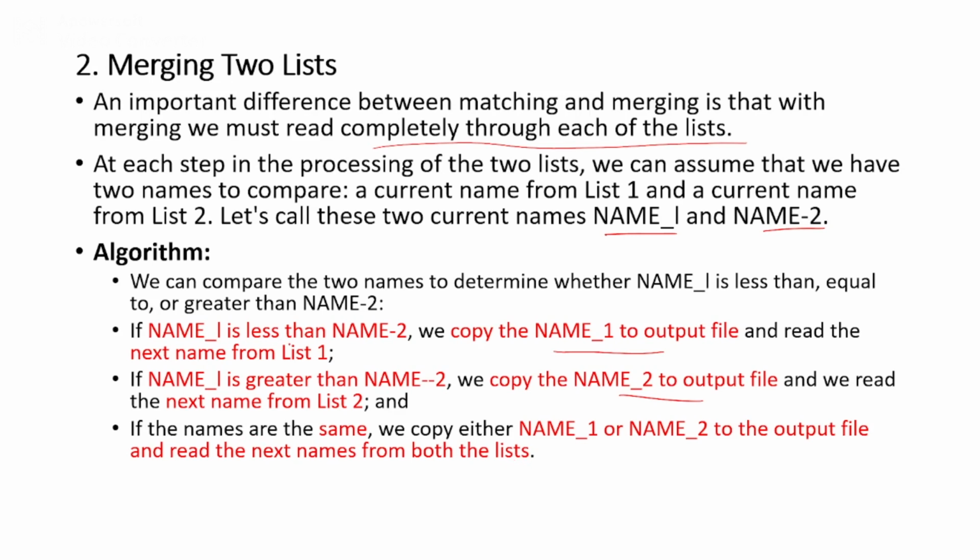So what is the difference between matching and merging now? In the matching process, if name 1 is less than name 2, we directly go to the next name from list 1 and compare. We are not going to put it in the output file. But here we are going to put it in the output file so that we will get all the elements which are there in the list.